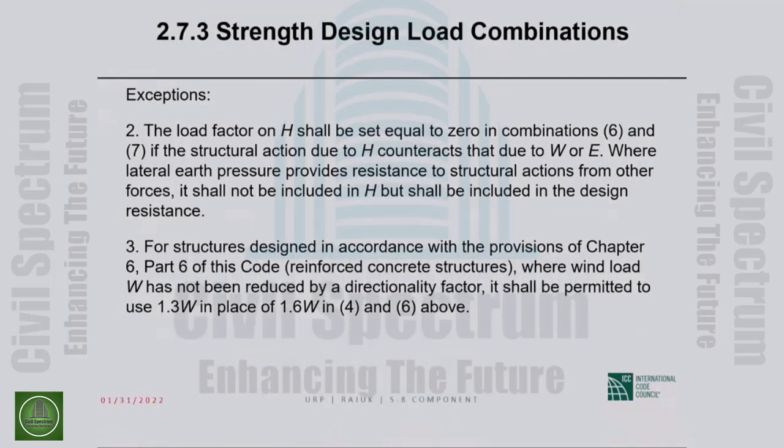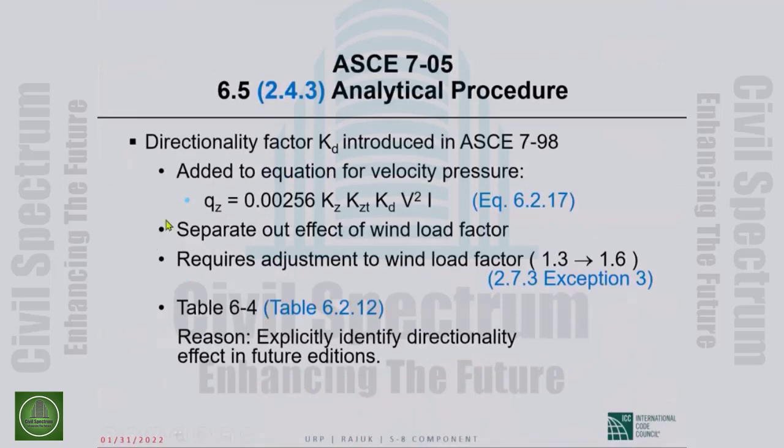Now, in ASCE 7-98, in the expression for velocity pressure q, which is directly proportional to the wind pressure p, we introduced a directionality factor K sub D. An explicit directionality factor K sub D is now in the expression for velocity pressure due to wind. K sub D is called a directionality factor.